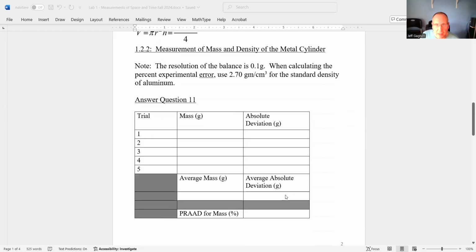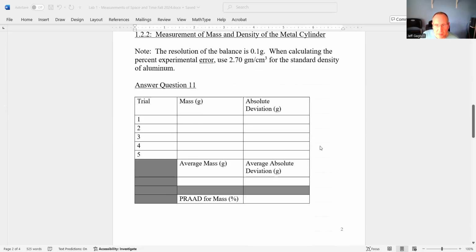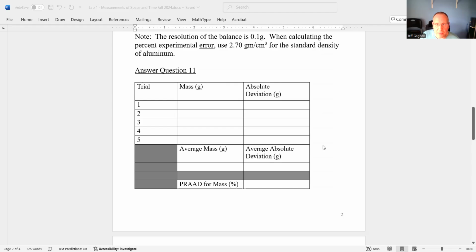Okay, the other thing that we need to measure to calculate density is the mass. So we have the volume now in centimeters cubed. Now we need to find the mass of the aluminum cylinder. To do that, we're simply going to weigh it on a scale. There's an electronic balance in the lab. It has a resolution, and you have to be careful here. It's only one decimal place. It's 0.1 grams.